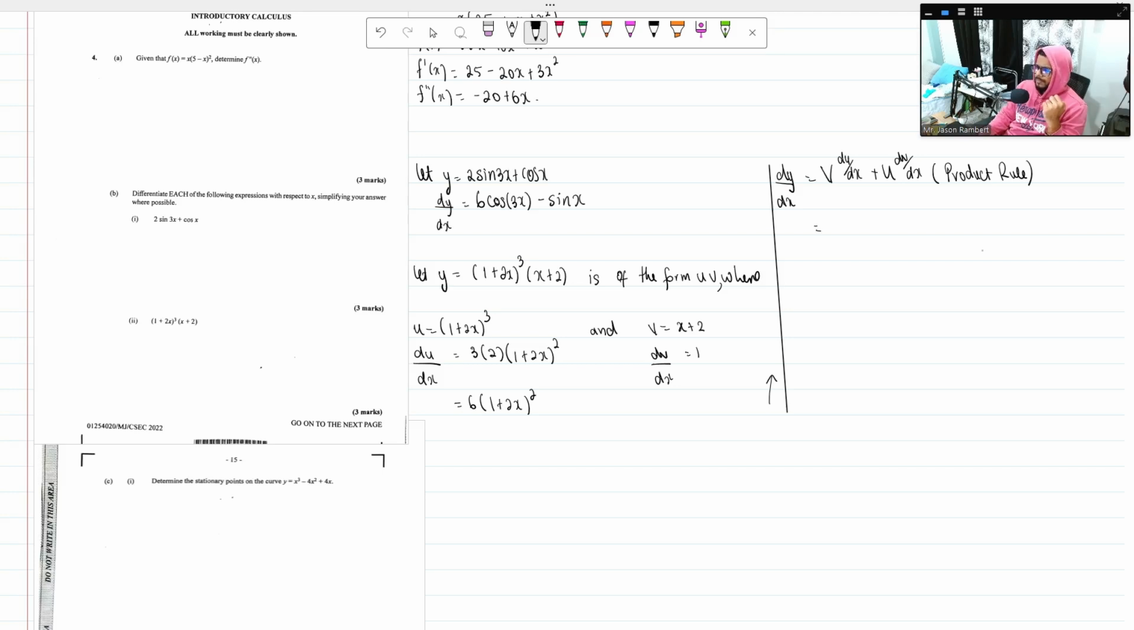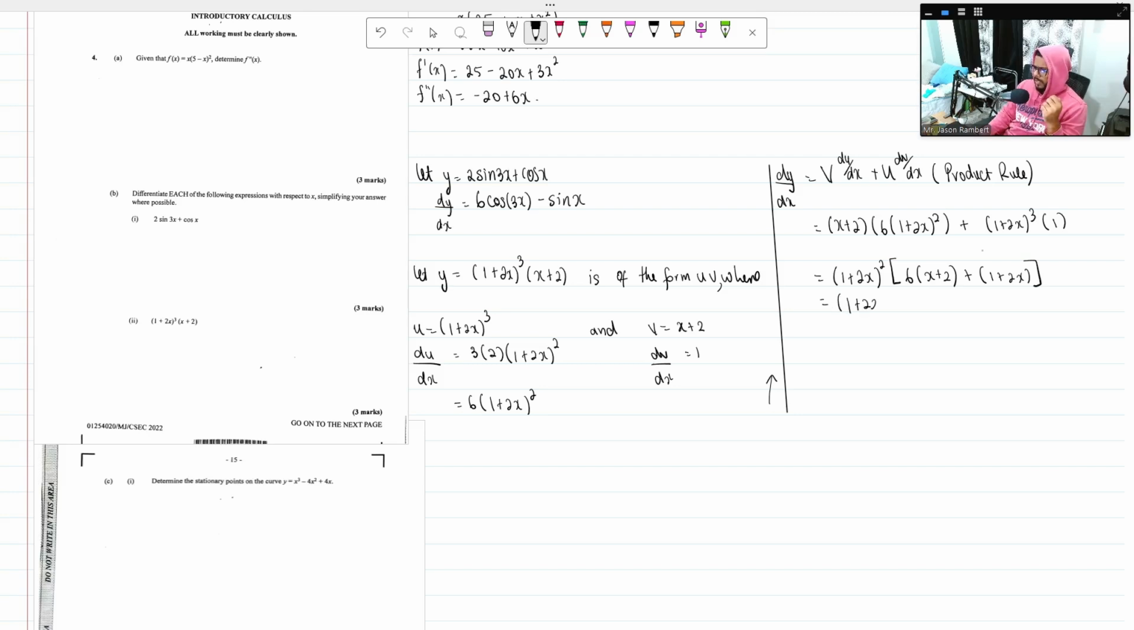This is equal to v times du/dx, which is 6 into (1 plus 2x) all squared, plus u, which is (1 plus 2x) all cubed, by the v/dx, which is 1. I can factorize this by factorizing (1 plus 2x) all squared into 6 into (x plus 2) plus (1 plus 2x). You don't have to factorize, fellas.